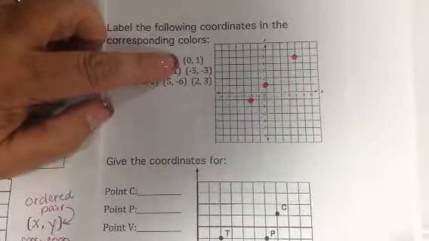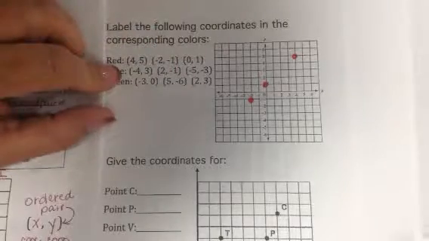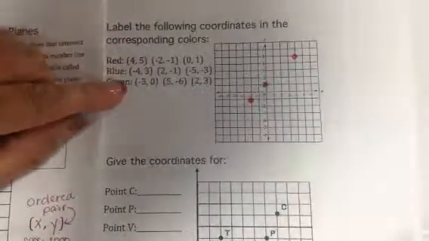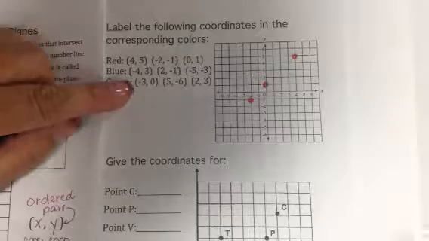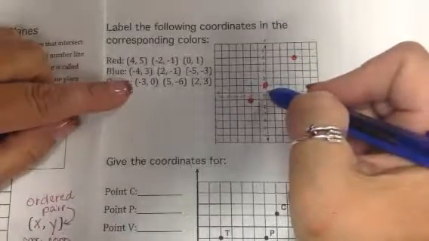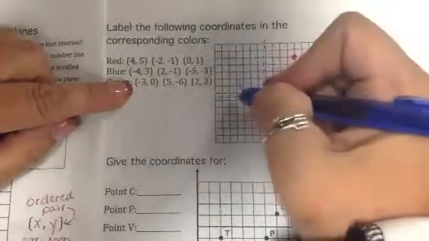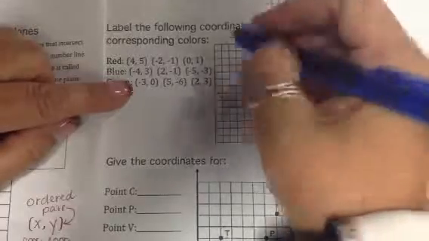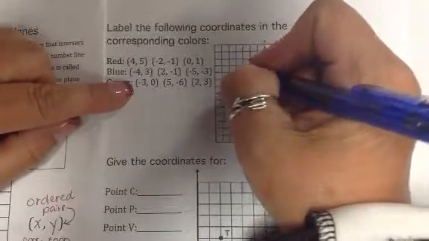Okay, that takes care of red. Let's go to blue. We're going to start at -4, 3. We're going to go backwards to -4, and then we're going to go up to 3 because it's a positive y.